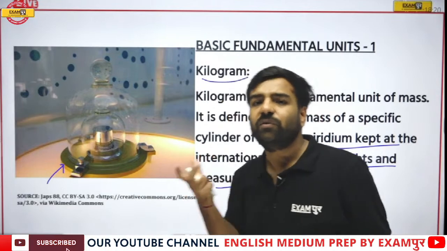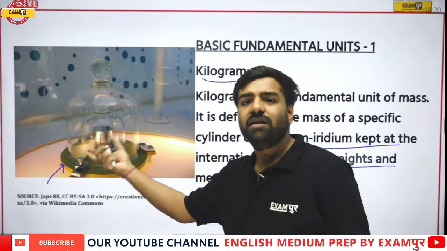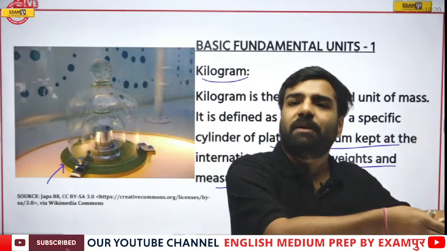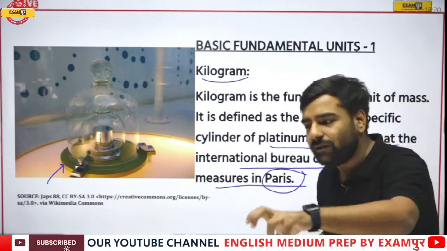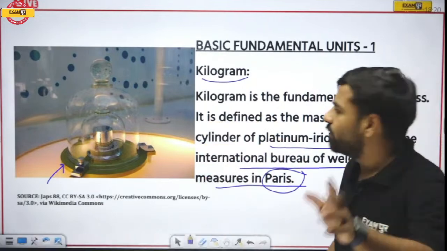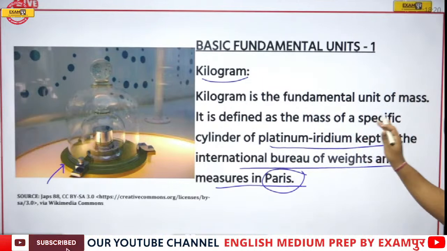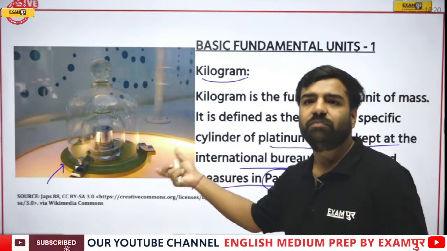So from where this 1 kilogram is coming, we have kept it as a standard, and using the standard we have all those replicas, which tell us this is 1 kg, this is half kg, this is 250 grams and so on. So this is the definition of kilogram. Again, it is defined as the mass of a specific cylinder of platinum iridium kept at the International Bureau of Weights and Measures in Paris. So it is actually placed in Paris.